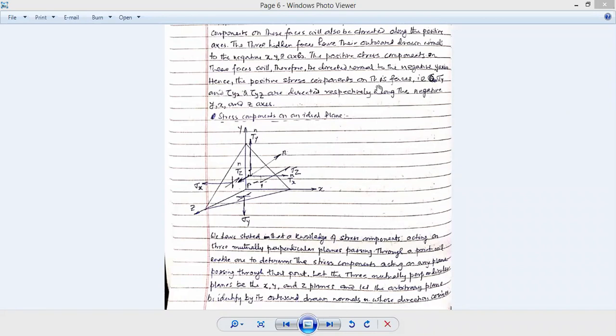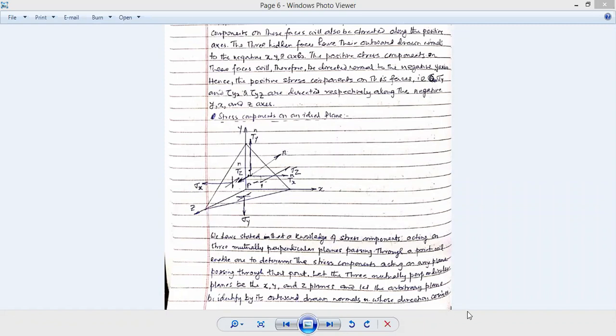Say three mutually perpendicular planes. What is going on in the space is, I forgot to write, this is point A, B, and C. The third point is not being seen here, but it is there. Now, we have three mutually perpendicular planes, that is the XY plane, the YZ plane, and the ZX plane, passing through this point P, the point whose stresses we are supposed to calculate by this Cauchy's formula.